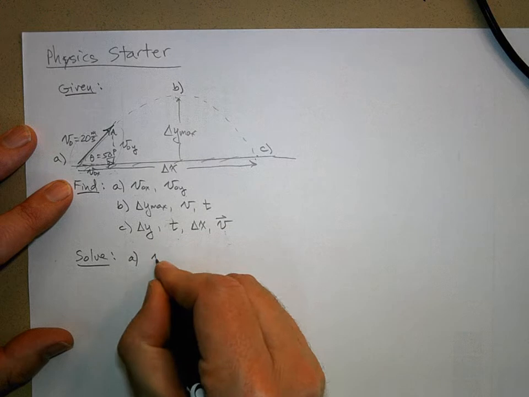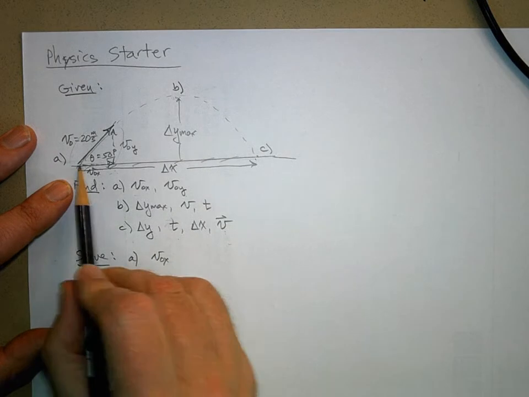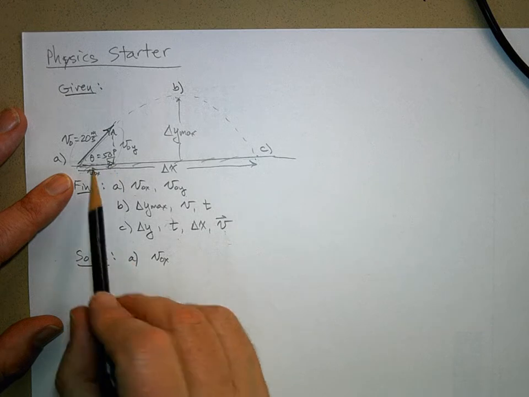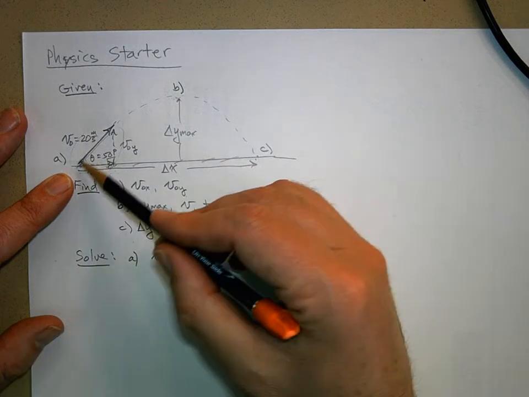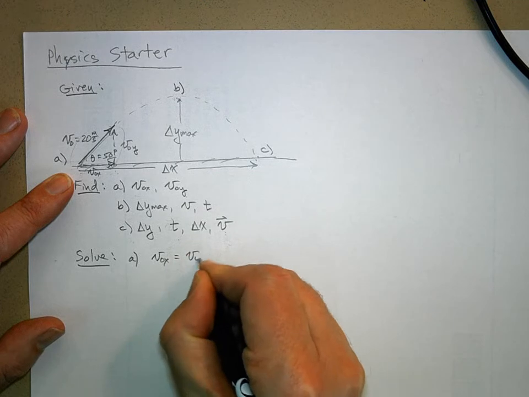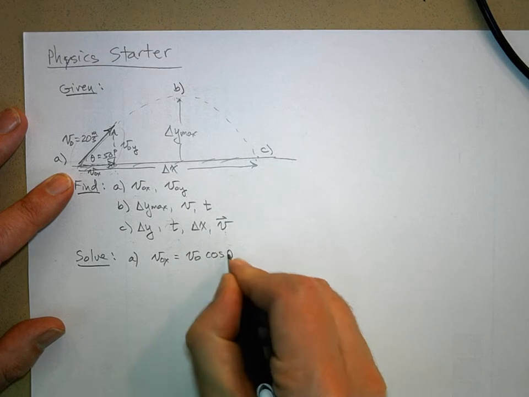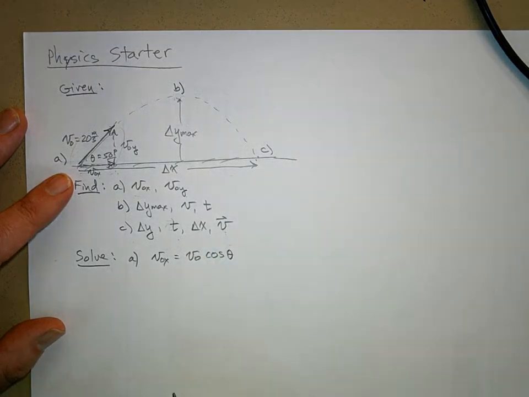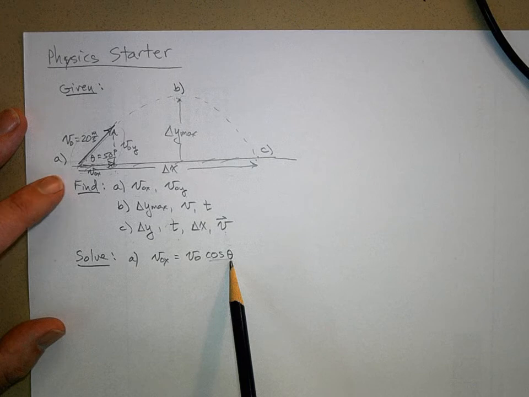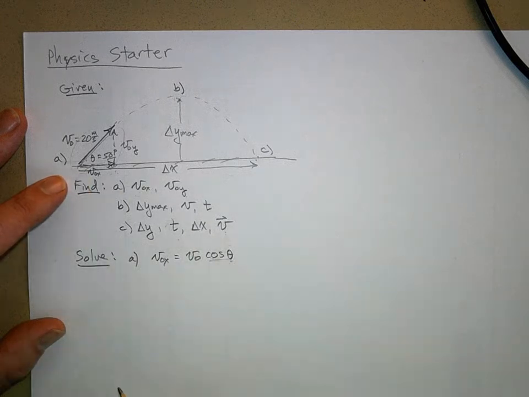And v naught x, well, this is the adjacent component. And when you want the adjacent leg of a right triangle, you multiply the hypotenuse by the what? By the cosine of the angle. Now, by the way, listen to this. We use cosine theta here, not because it's the x component, but because it's the adjacent leg of the triangle.